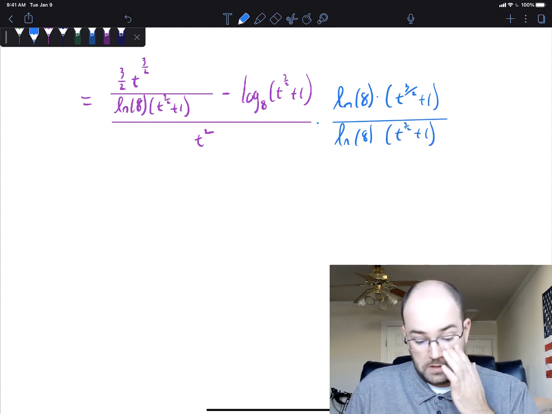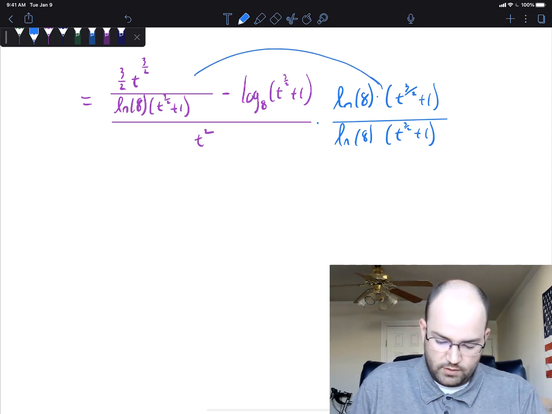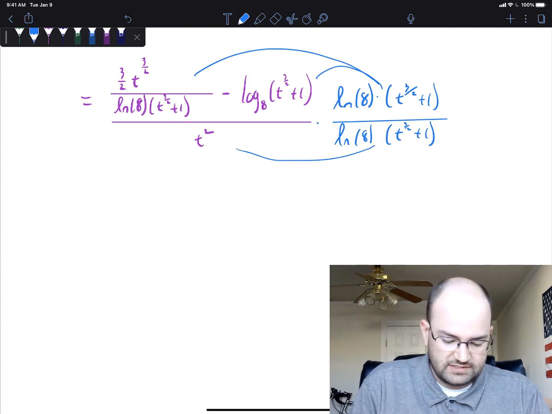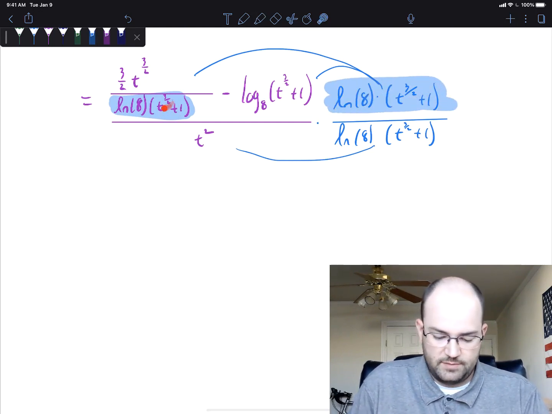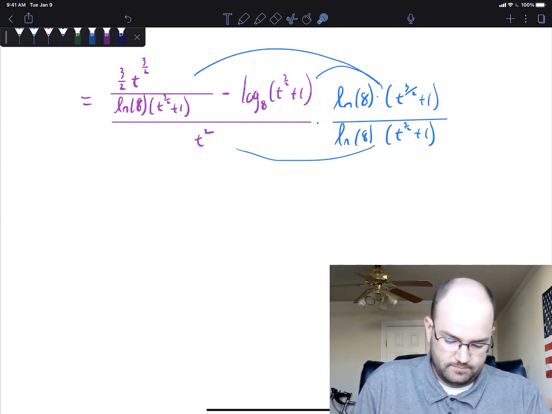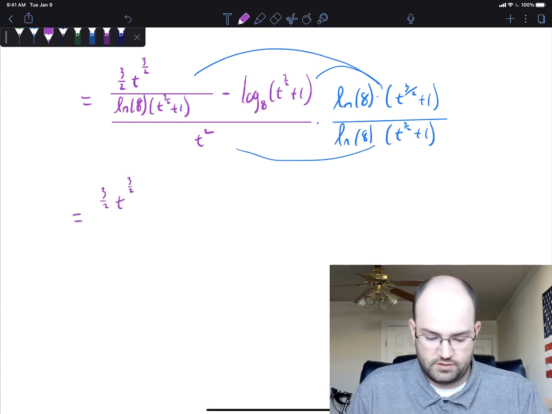Good. Now, notice that this will distribute to both of these and also to that right there. But the important thing is that this entire thing right here will cancel all of that right there. So this denominator goes away here. So this is going to give me the following. 3/2 t to the 3/2. And that's it for the first term.